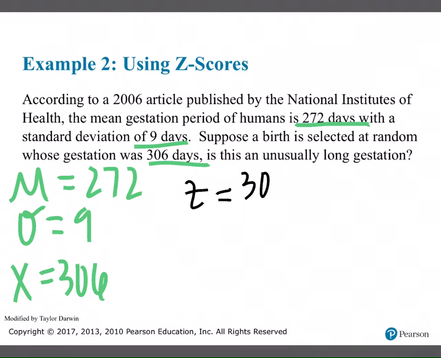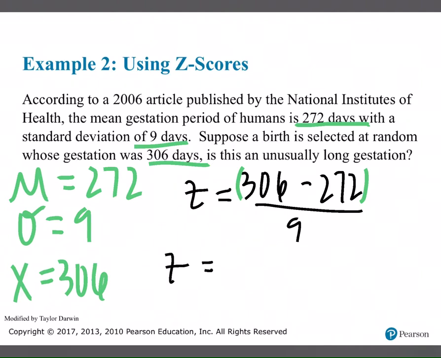So remember, it's x minus mu divided by standard deviation. You are given this formula, so you don't have to memorize it, although you probably will by the time it's all said and done. And when I simplify it, I get 3.78. Is this unusually long? Yes. Pretty much anything outside of -3 and 3 is very unusual. And in this case, it's unusually long because we get a positive z-score.